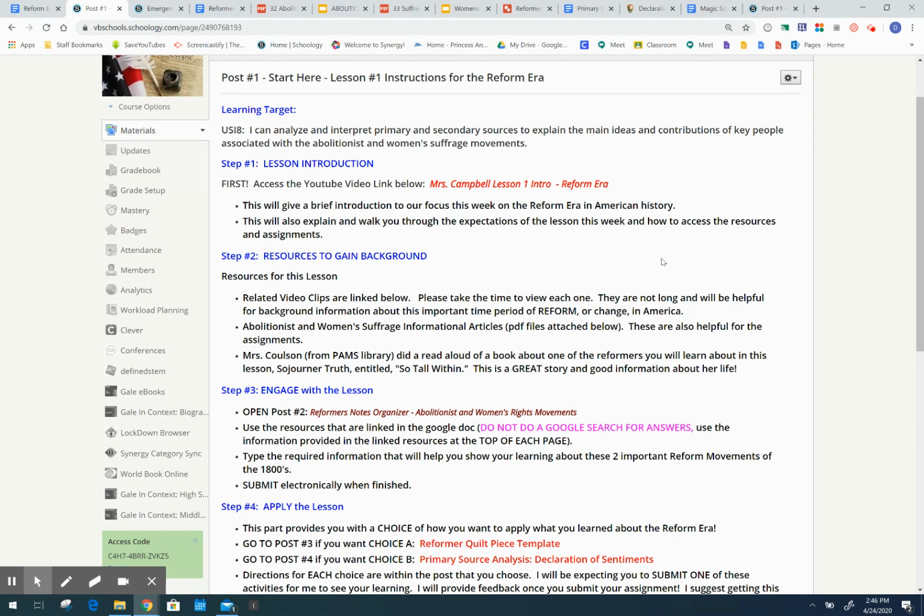But for this week, it says I can analyze and interpret primary and secondary sources to explain the main ideas and contributions of key people associated with the abolitionist and women's suffrage movement. So those are the two areas of reform that you're going to be taking a closer look at. These were the reform movements that took place during the presidency of Andrew Jackson in particular.